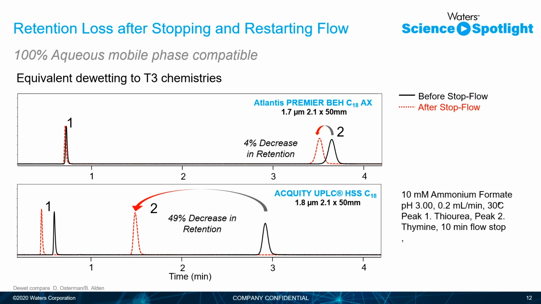If we compare that to a maximum coverage C18 stationary phase, the Acquity UPLC HSS C18, when we apply the same testing, you can see roughly a 50% decrease in retention. The Acquity UPLC HSS C18 column is not 100% water wettable or 100% water compatible. So we would say that this column, the Atlantis Premier BEH C18 AX, is a good column for 100% aqueous mobile phases, where again, the Acquity UPLC HSS C18 column is not a good stationary phase for 100% aqueous mobile phases.